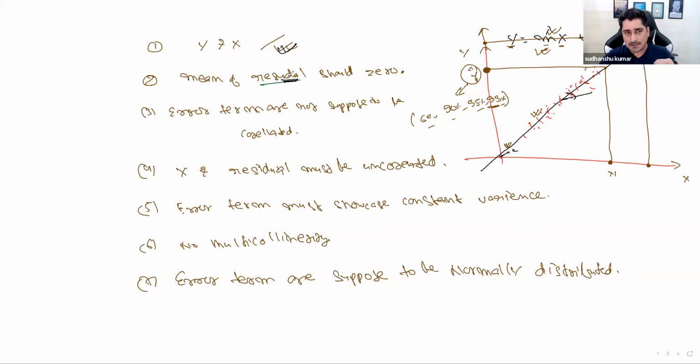Now, why is this important? Why should the average of residuals be 0? The reason is, let's suppose I'm trying to move from this point to this point to this point, and then I'm falling down over here. It should always cancel out each and every residual, because if the residual just keeps on increasing, then in that case, right?